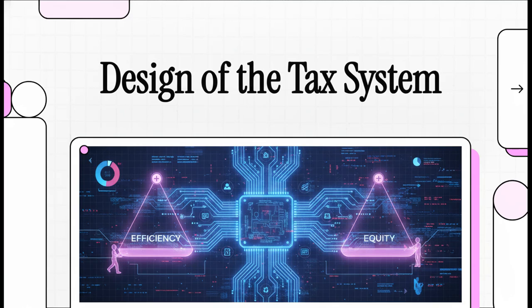Welcome to this explainer. Today we're essentially running a high-tech system diagnostic on the US tax architecture. Think of the economy as this massive, intricate operating system. We want to see exactly how it operates, where the inefficiencies are hiding, and how policymakers attempt to balance the sheer efficiency of the machine with the human need for fairness. Okay, let's dive into this.